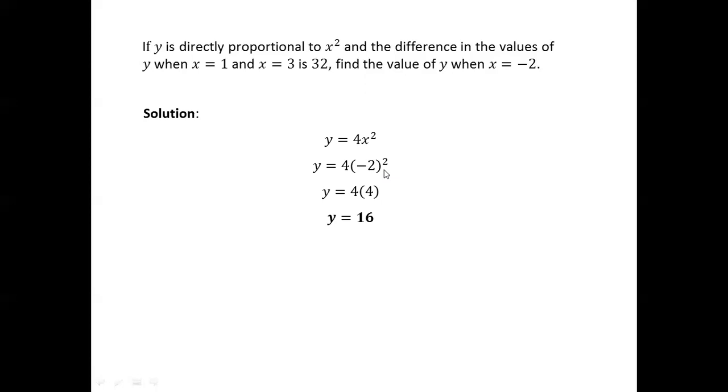And that's it. That's how we solve these other forms of direct proportion.